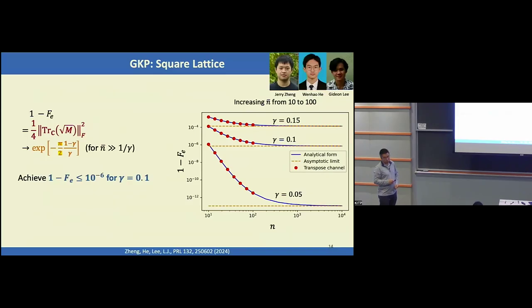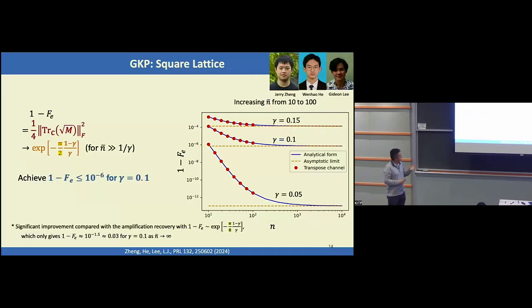Moreover, if you reduce this loss by a factor of 2, you actually square the effective error at the logical level. So you can push to 10 to the minus 12 or even better if you only have 5% loss. So this actually shows a really good potential of quantum error correction. But of course, here I want to point out this prefactor is very important. It's pi over 2 because we're using the near optimum recovery. If we just use the simple-minded amplification and the GKP recovery, the prefactor in the exponent is pi over 8. So there's a factor of 4 difference in the exponent.